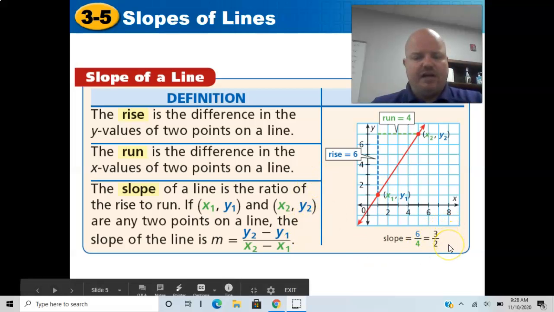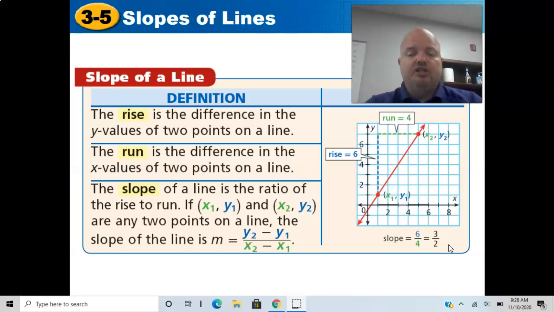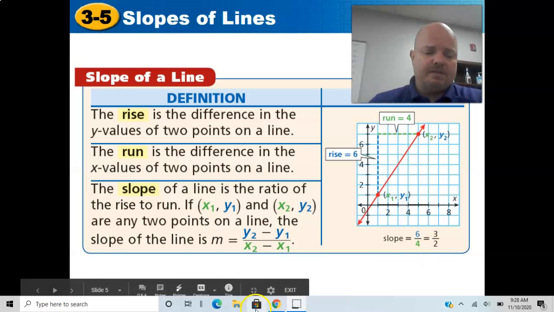Slope is typically a fraction. By the way, we don't want to turn that fraction into an improper fraction. We don't need to turn this into 1.5. Leave it as 3 over 2. Math teachers, in general, when we're talking with slope, we don't mind improper fractions. In fact, we prefer them to decimals and mixed numbers.